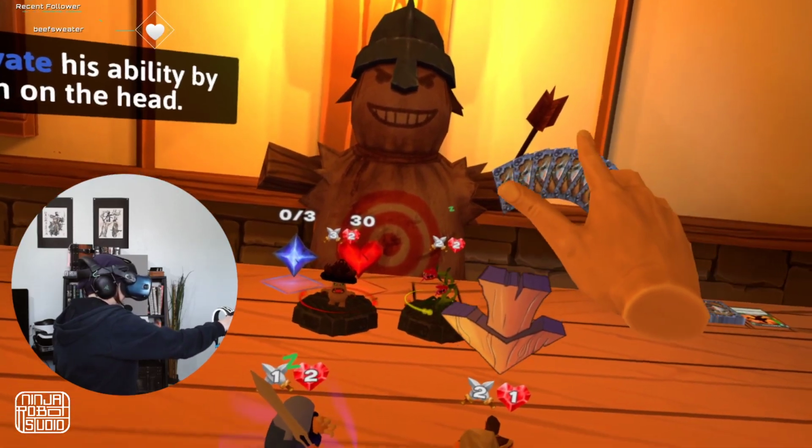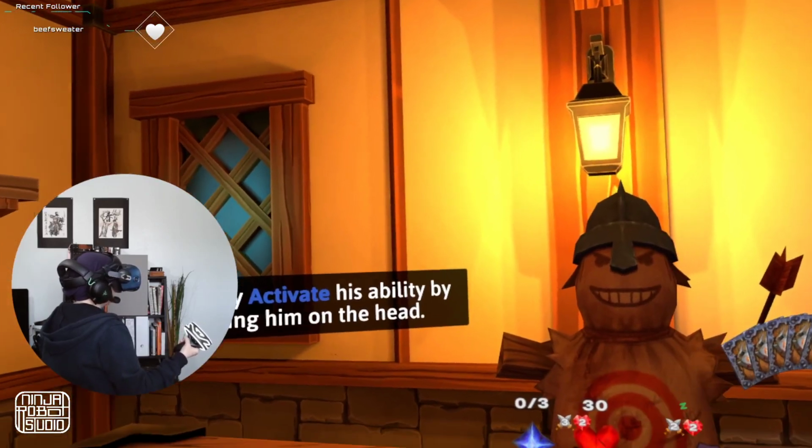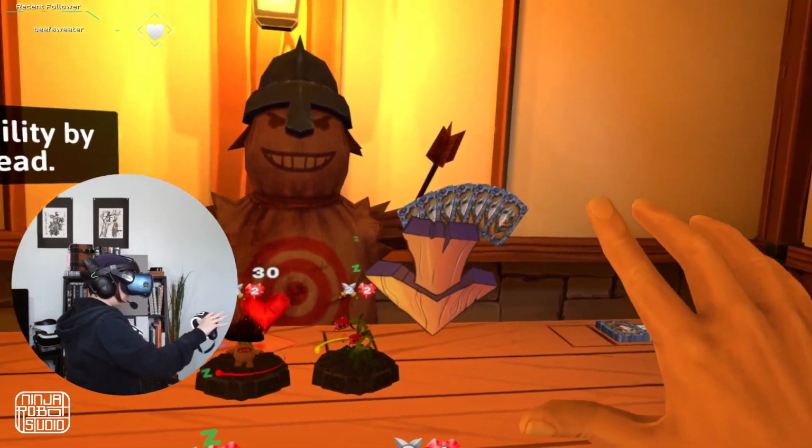So this is not a good interaction because I'm trying to do what it's telling me to do. Trying to tap him on the head. I don't have any of my buttons pushed.